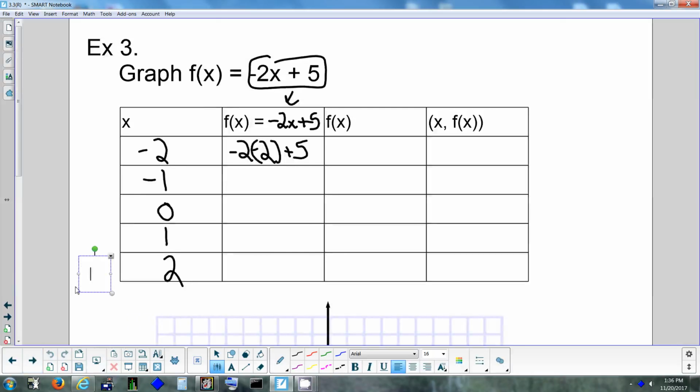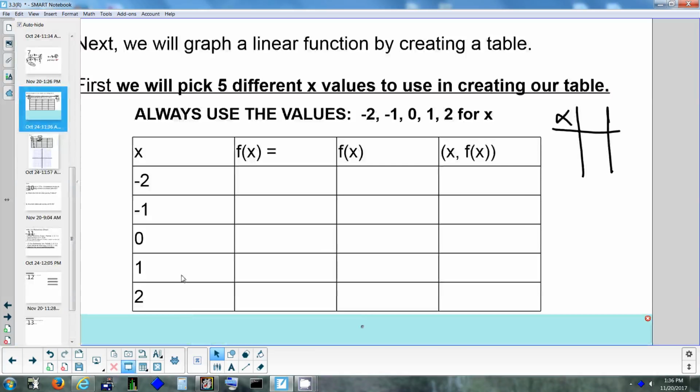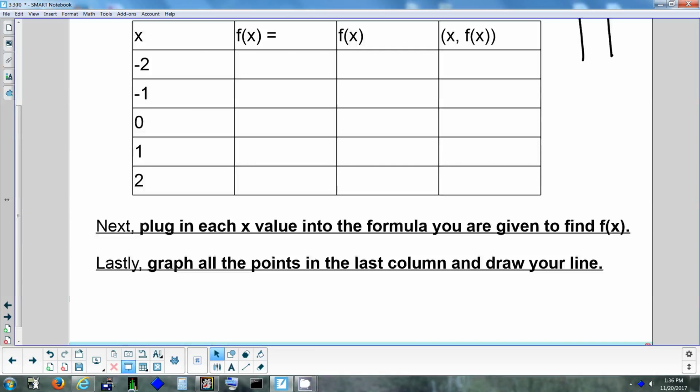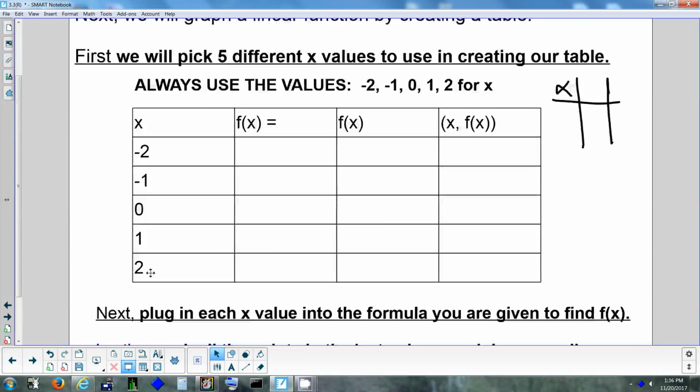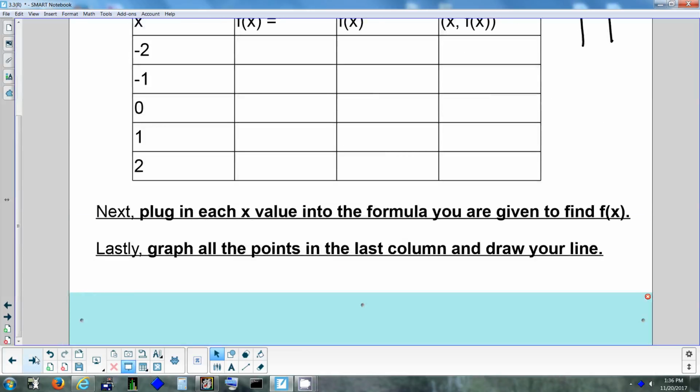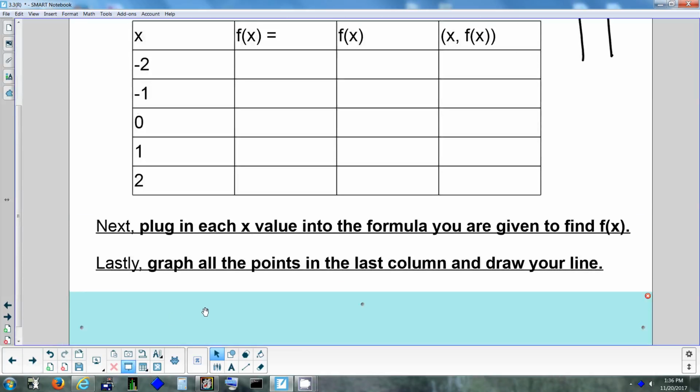Now, next one. I'm not going to solve yet. If it were me, I'd go through and set them all up first. That way I'm not making a mistake plugging stuff in. That's what I'm doing. So I think he skipped that. Guys, go back to that on the bottom where it says next and lastly. Plug in each x value into the formula you were given to find f of x. So that's basically what Joe just told us.